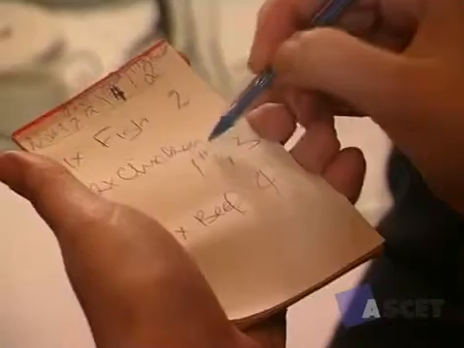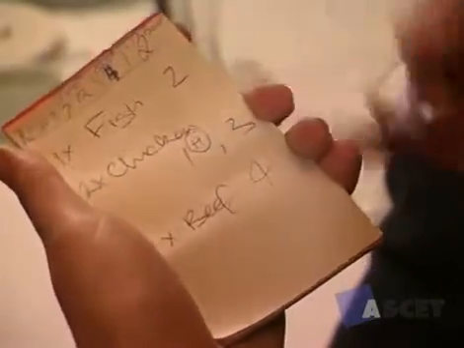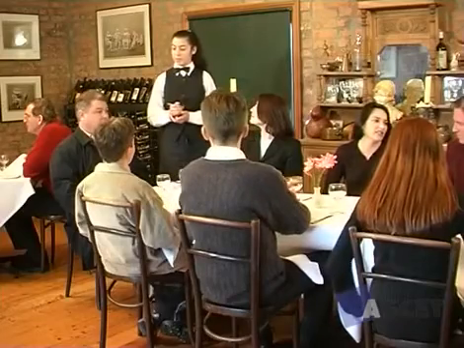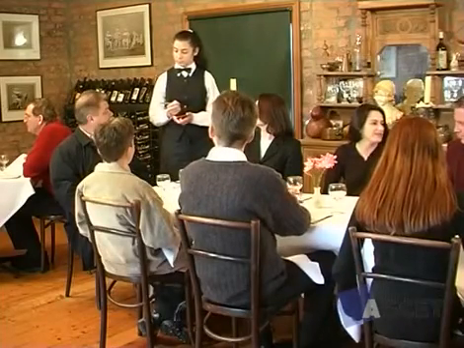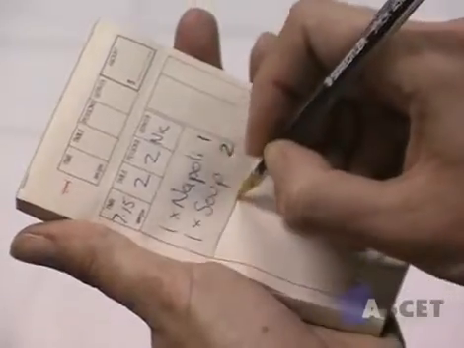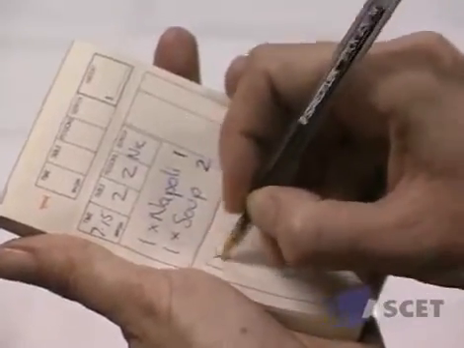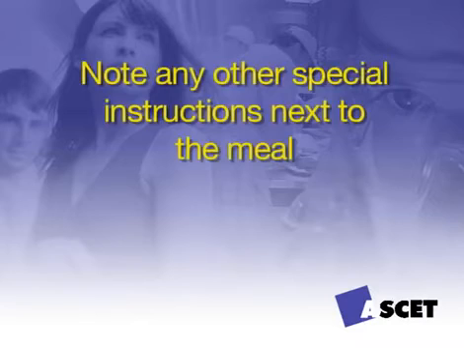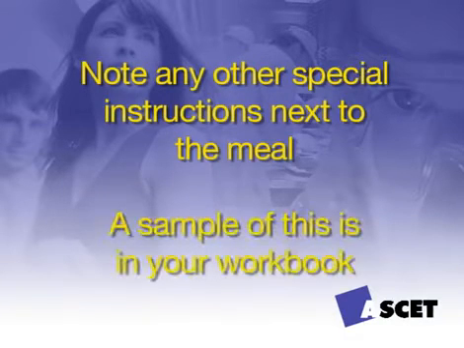Mark the host's order with an H, and also note the appearance of the first and last guests. This will help you remember which way the orders go around the table. Separate the entrees and main courses with a line, and note any other special instructions next to the meal. A sample of this is in your workbook.